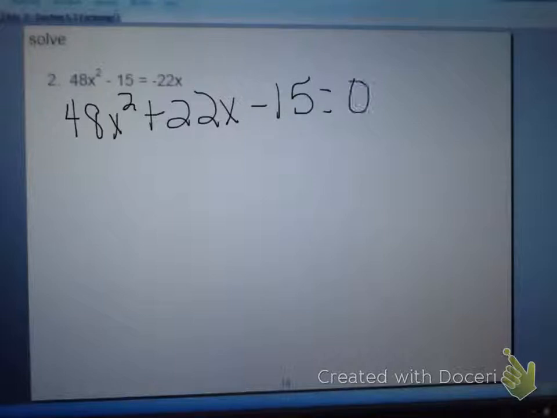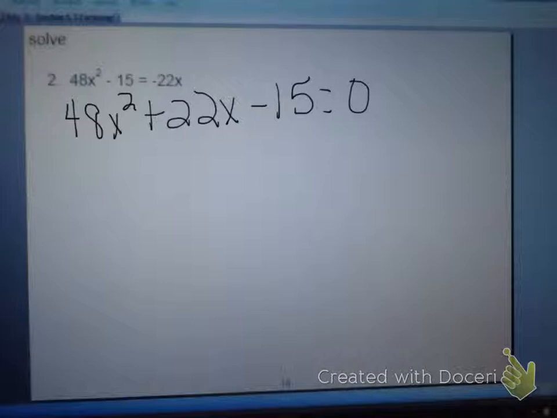Put it equal to 0. Now always, always, always check for GCF. Do you have a common factor that goes into 48, 22, and 15? We do not. So we are going to factor by grouping. We're going to factor into two binomials.